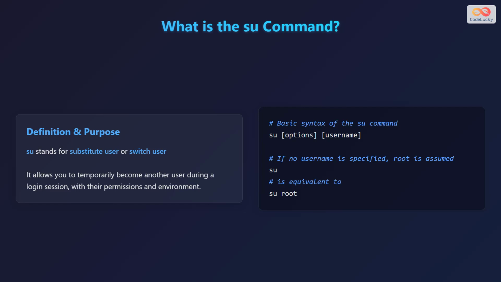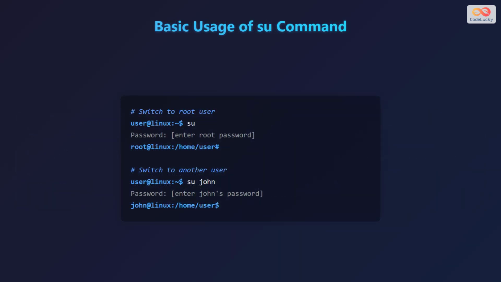The basic syntax of the su command is su, followed by options and then the username. If no username is specified, the command assumes you want to switch to the root user. Therefore, the command su is equivalent to the command su root. Here are a couple of examples that show the basic usage of the su command.